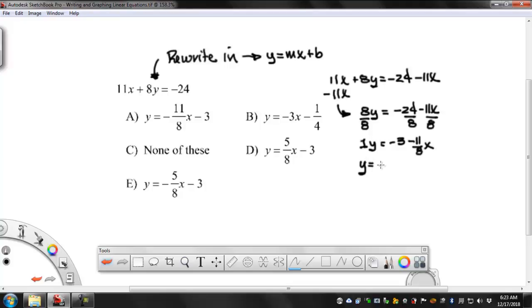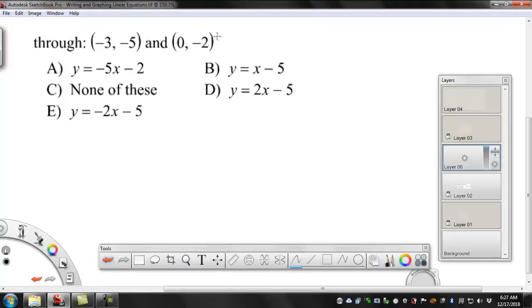Now we're going to rewrite this in slope-intercept form, so that means the x term has to come first, and the y-intercept has to be second. So the mx term comes first, and the y-intercept comes second. So if we look at our choices, it looks like this has to be letter A is our right choice.